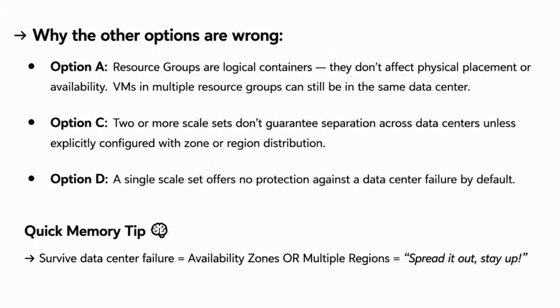Why the other options are wrong. Option A: resource groups are logical containers. They don't affect physical placement or availability. VMs in multiple resource groups can still be in the same data center. Option C: 2 or more scale sets don't guarantee separation across data centers unless explicitly configured with zone or region distribution. Option D: A single scale set offers no protection against a data center failure by default. Quick memory tip: survive data center failure equals availability zones or multiple regions equal spread it out, stay up.